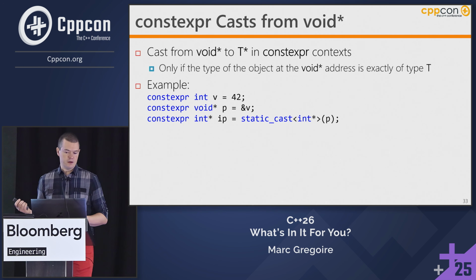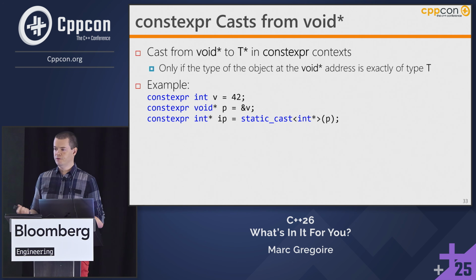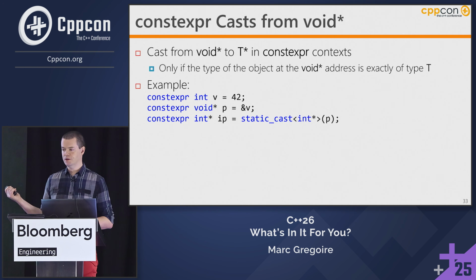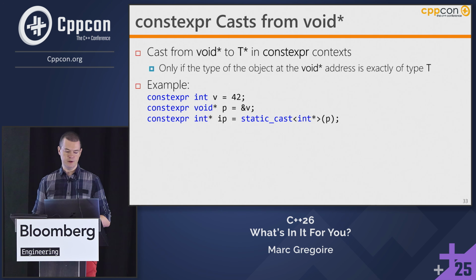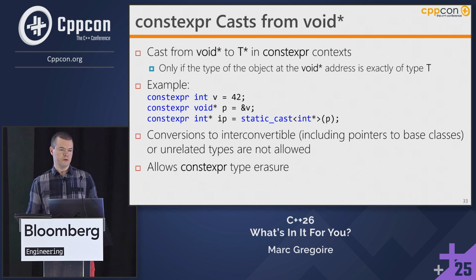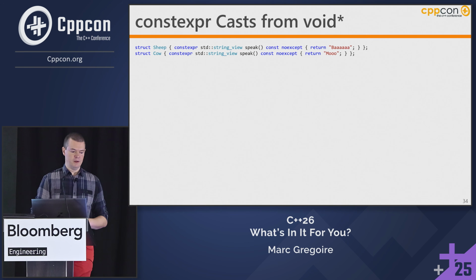We have an integer v with the value 42. We store a pointer to v in a void star pointer, and then we can use static_cast to cast it back to an int star pointer. As you can see, it's all constexpr. And what this allows is constexpr type erasure. And let's look at an example of that.